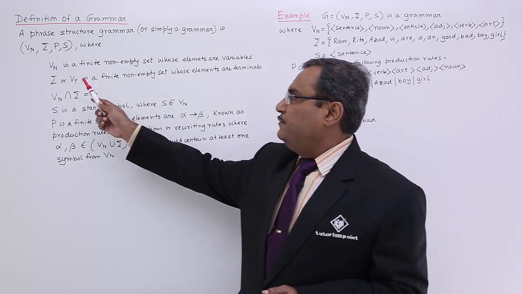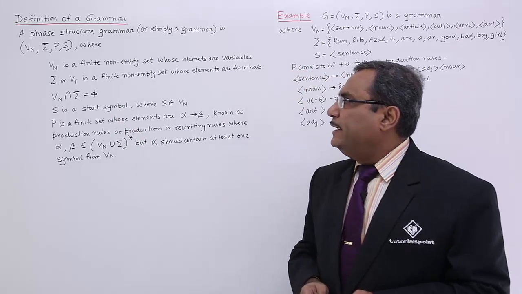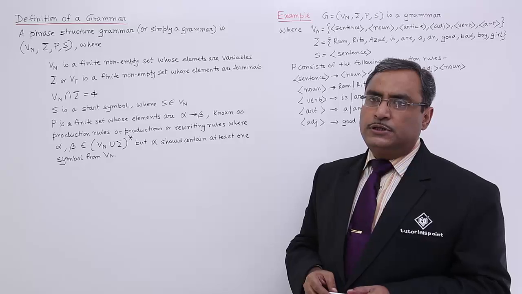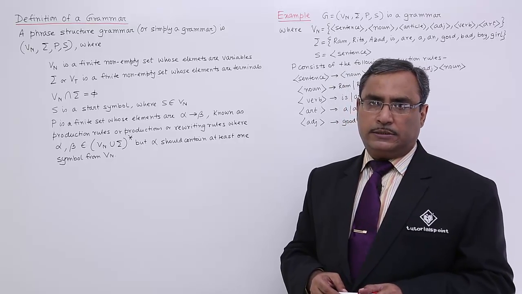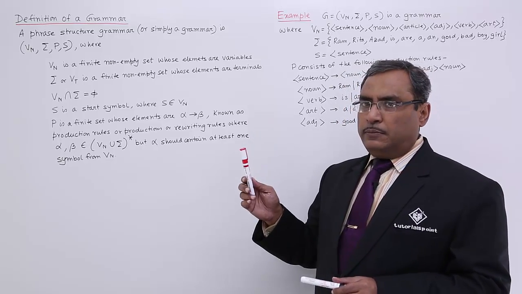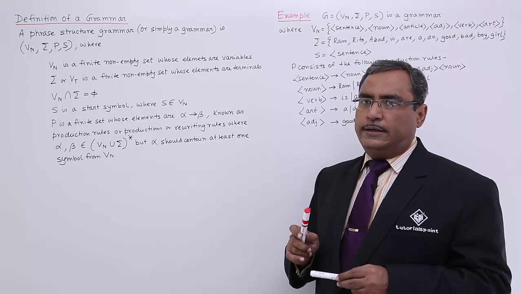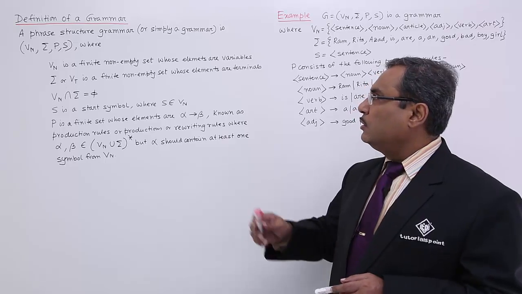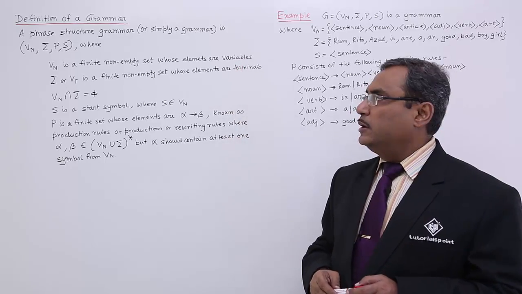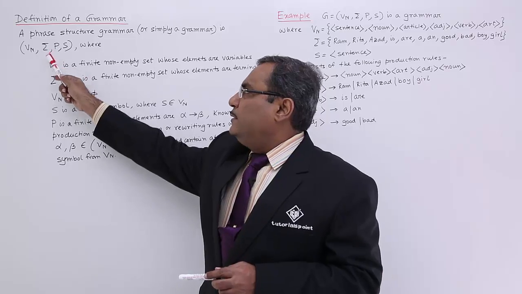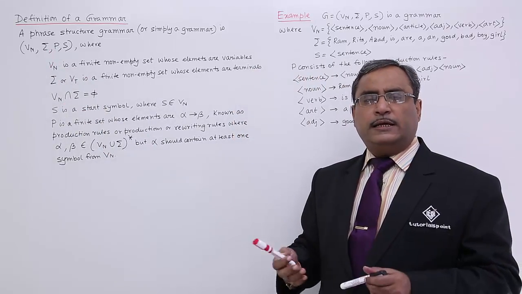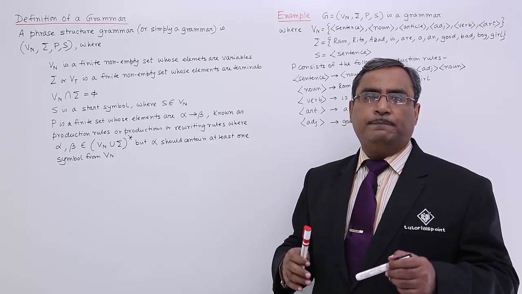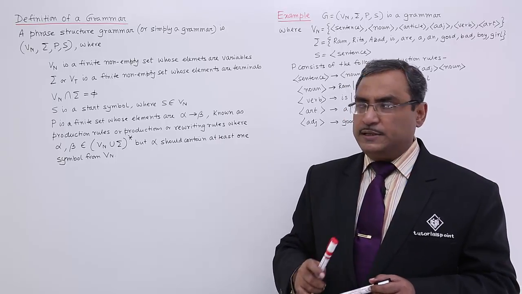What is a Vn? Vn is a finite non-empty set whose elements are variables, also known as non-terminals. In our grammar, mostly we use capital letters to denote these Vn elements, or variables, or non-terminals. Here sigma, but in some other cases you might find that it is not sigma, it has been mentioned as Vt, that is set of terminal symbols.